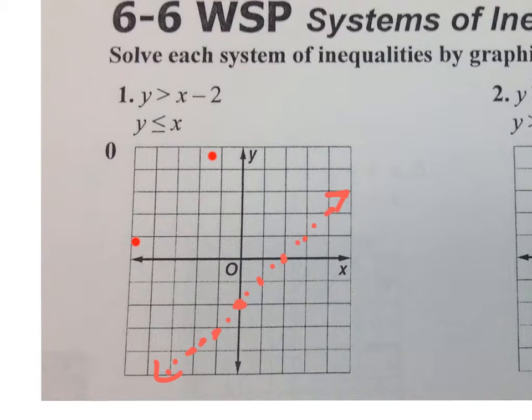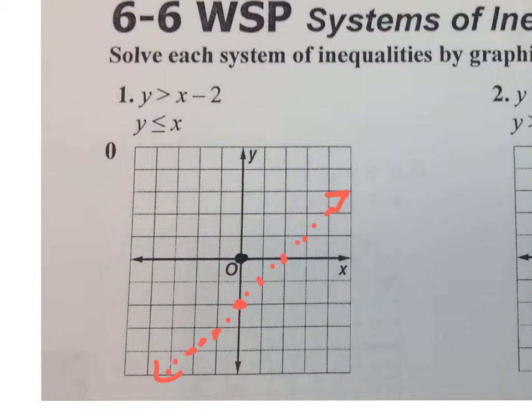Now, we either shade in one side of this red line or the other side of this red line. How are you going to do that? You're going to check a point like 0, 0 to see if it works, right? If this point works, that means that all the points up here work. If it doesn't work, that means that all the points down here work. So you want to shade in where your answers are at.